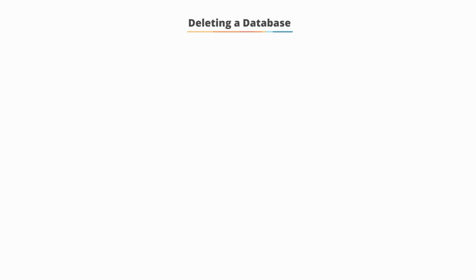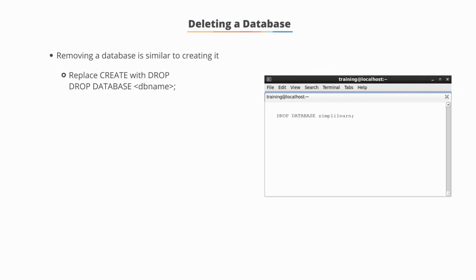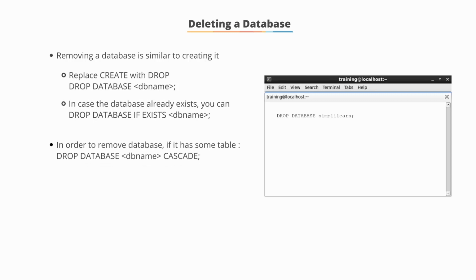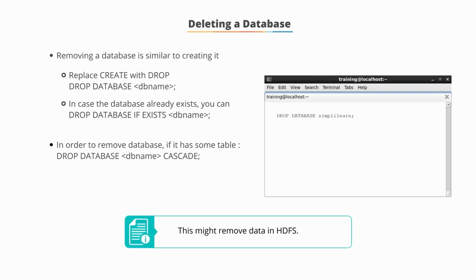We'll now learn how to delete a database. Removing a database is very similar to creating a database. You need to replace the create command with the drop command. Drop database name followed by a semicolon. In case the database already exists, you can type drop database if exists and then the database name semicolon. To remove a database if it has tables already, append the word cascade in the query. It will forcibly remove the database. Note, this might remove data in the HDFS file system as well.